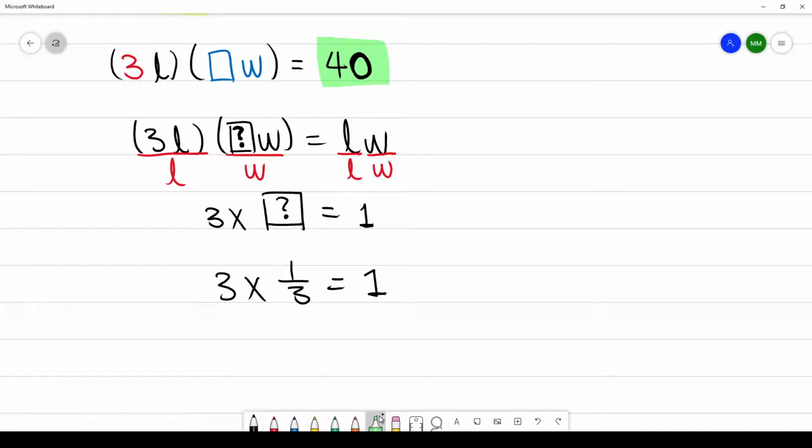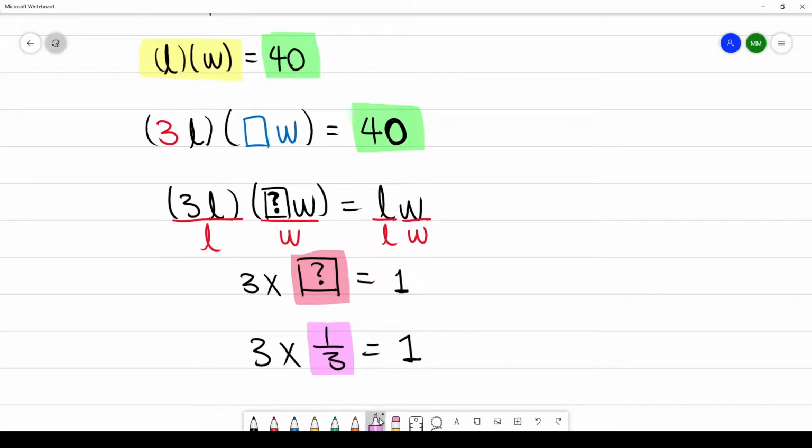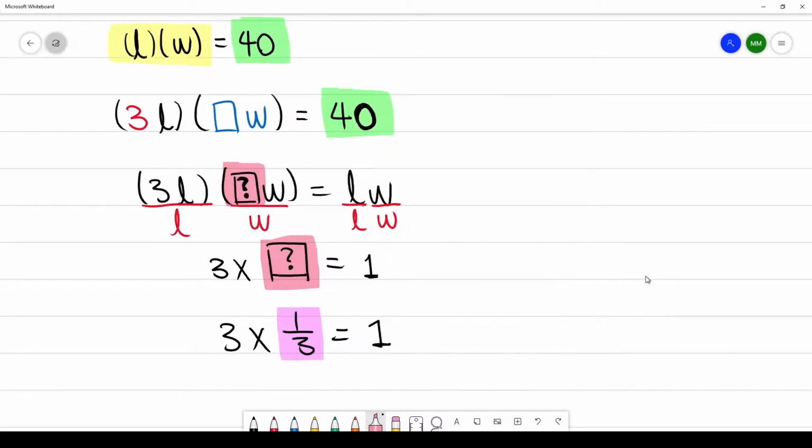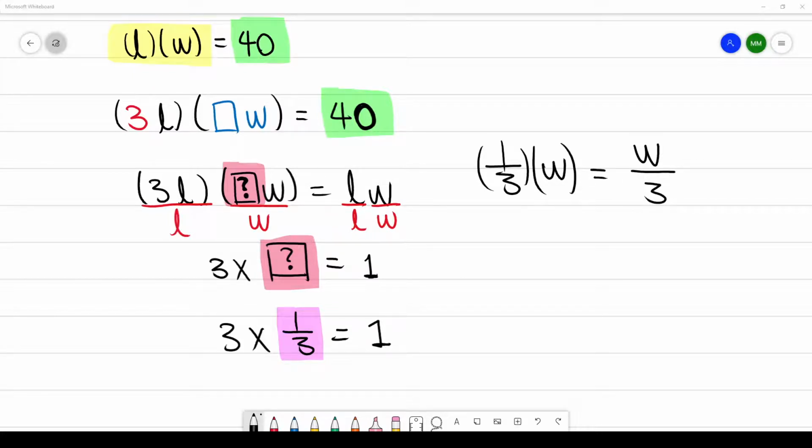And now what do we have here? Again, by substitution, this question mark over here is exactly this 1 over 3. And again, this purple, by substitution, is this. So it's 1 over 3 times W. That is the same thing as saying W divided by 3. Does that make sense?